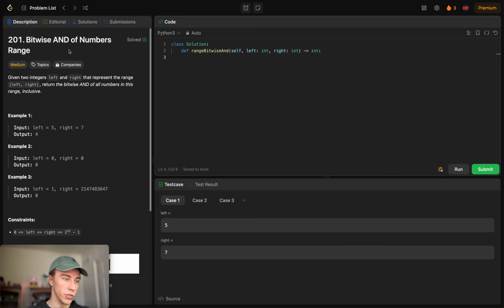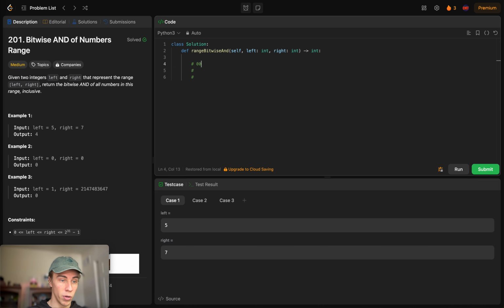But let's get into 201, Bitwise AND of Numbers Range. So this is a bitwise LeetCode problem dealing with primarily binary numbers. And the description goes as follows. Given two integers left and right that represent the range, return the bitwise AND of all the numbers in the range, inclusive. So a little refresher on what binary representation of numbers is.